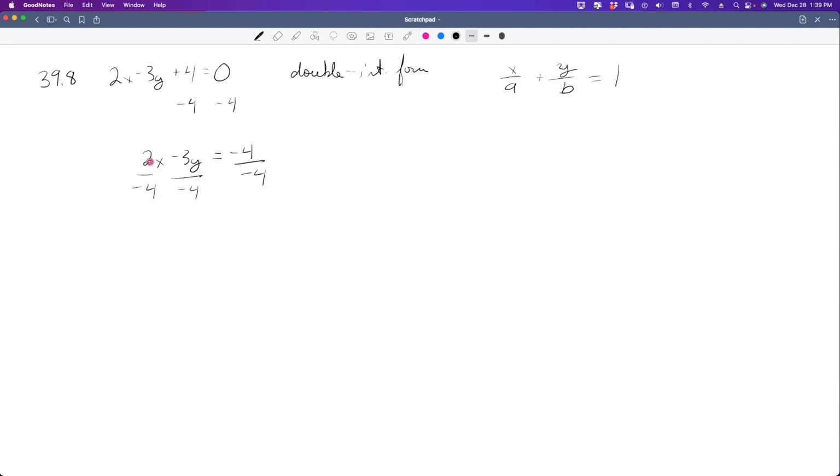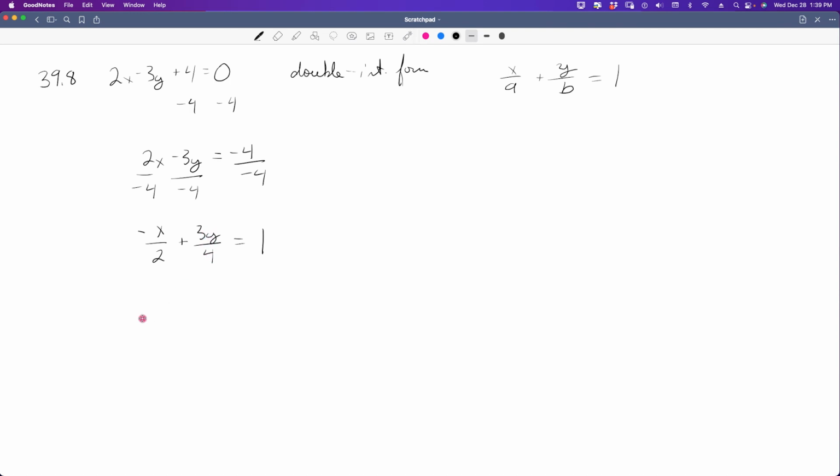So negative 2/4 is negative 1/2. So it's going to be negative x over 2, and negative over negative is a positive, 3y over 4 is equal to negative over negative is 1. The only thing I need to change here to put it in double intercept form is I've got to get rid of this coefficient with the y. So what I have to do is divide both the numerator and the denominator by 3.